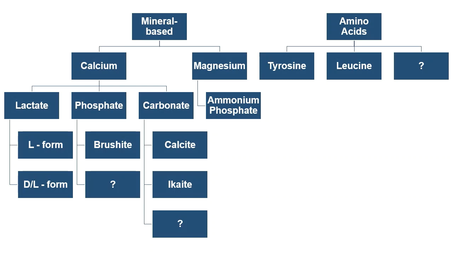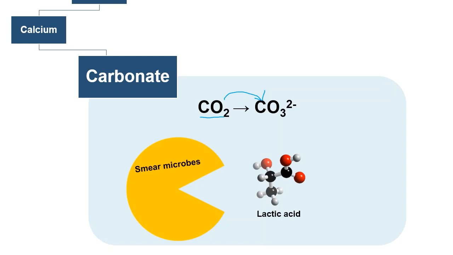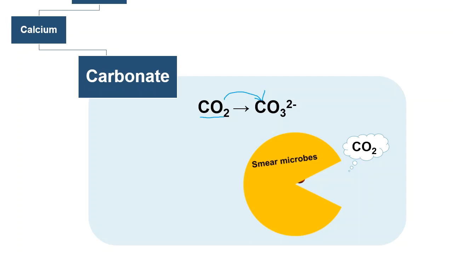Okay, next up we have calcium carbonate. Carbonate is just a fancy word for carbon dioxide that's been dissolved in solution. As you can see, it just takes on a different oxidation and charge state, but for our purposes, you can think of carbonate and carbon dioxide interchangeably. And where might carbonate or carbon dioxide come from? Well, in our case, smear microbes, the things on top of wash rind cheeses, may consume lactic acid, and one of the byproducts they produce is carbon dioxide gas. And all that carbon dioxide that's floating around in the aging space can dissolve into the surface of the cheese, turn into carbonate, and then be used for crystal formation, as we'll learn about in a bit.